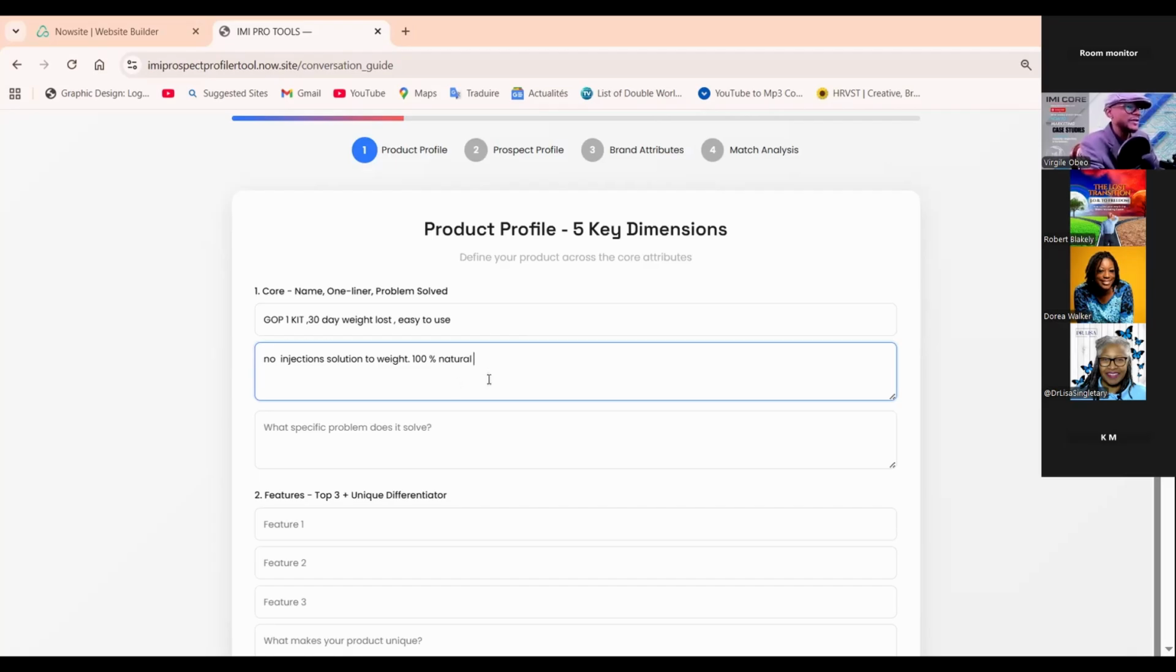There is no secondary effect, eh? Correct. Perfect. So, no side effects. Does this one-liner description fit? No injection, solution to weight loss, 100% natural with no side effects. Yes. Make sense? Okay.